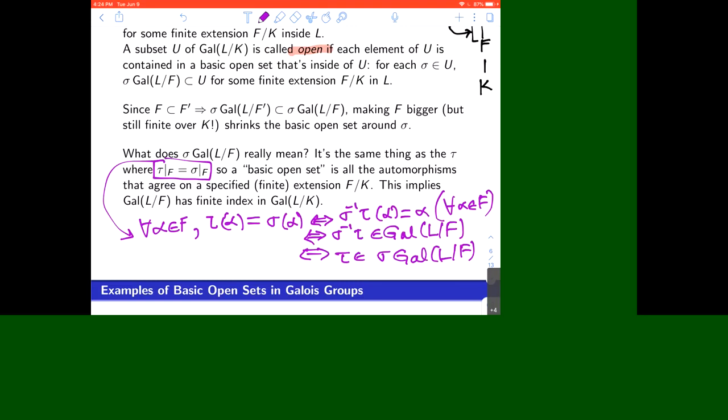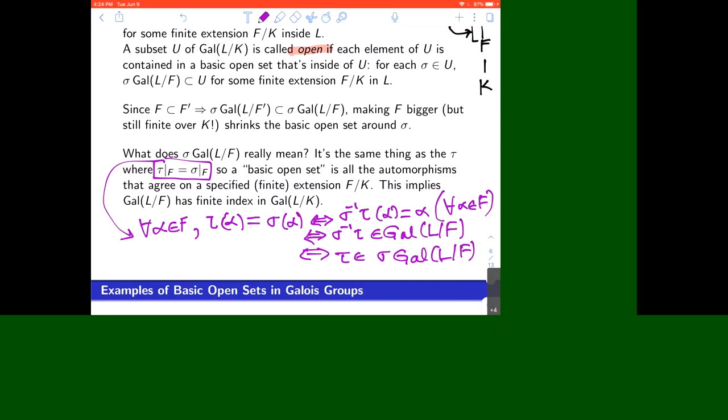And a general open set is just a union of that stuff. Basically you pick a bunch of finite extensions and you specify how they're supposed to behave on them, and that's, well, actually, I guess that would be taking an intersection of basic open sets. We'll come to that. So a union behaves like this, or like this, or like this, and that's what an open set is supposed to look like.